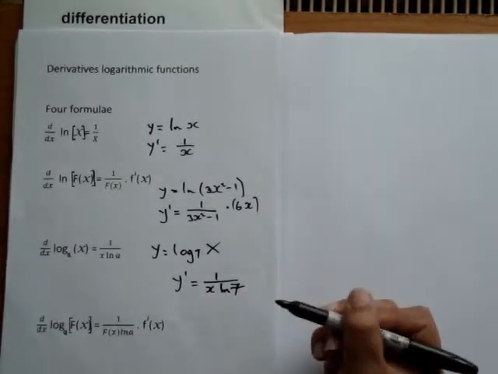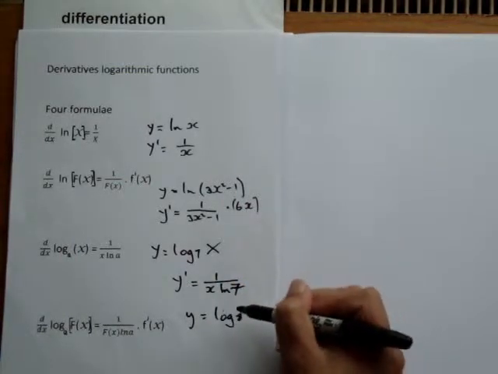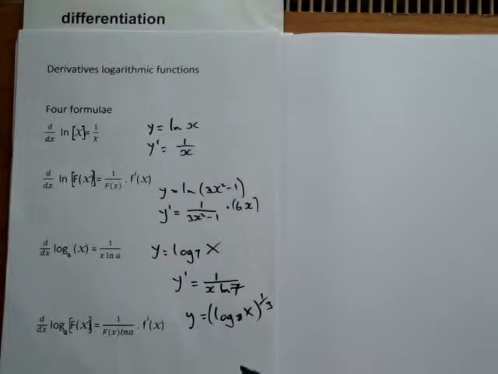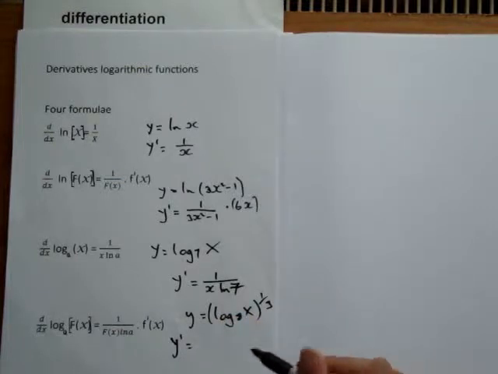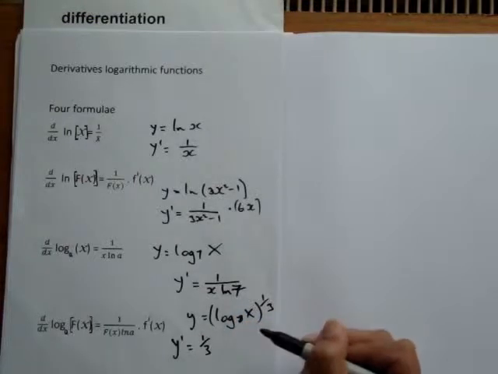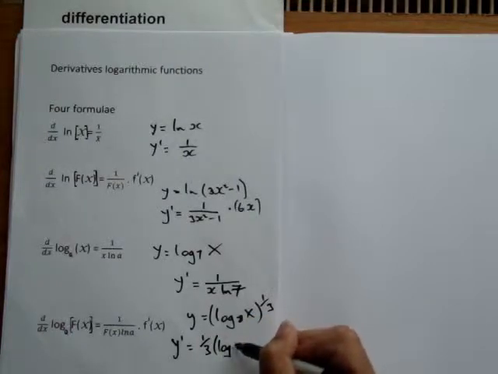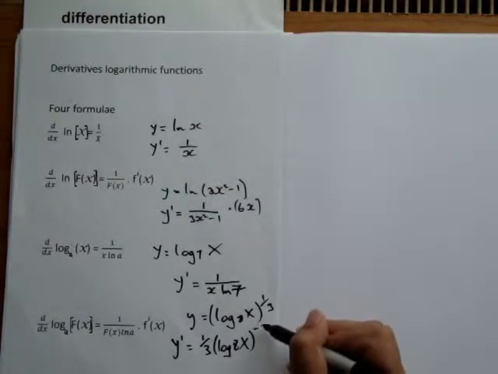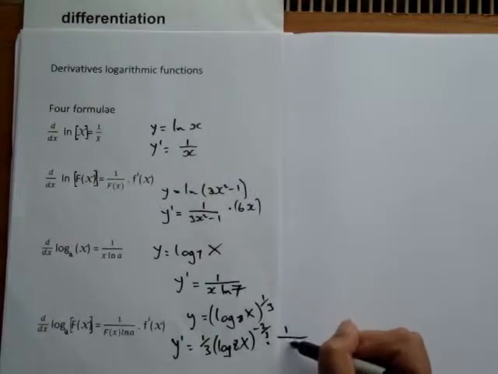For the final one, if we have y equals log 8x to the 1/3, differentiating we get, bring the 1/3 down, and then we get log 8x to the minus 2/3, and then we multiply by 1 over x.